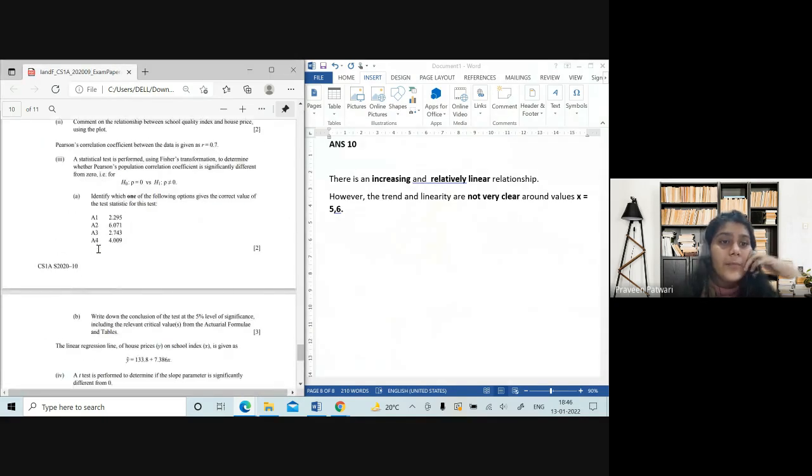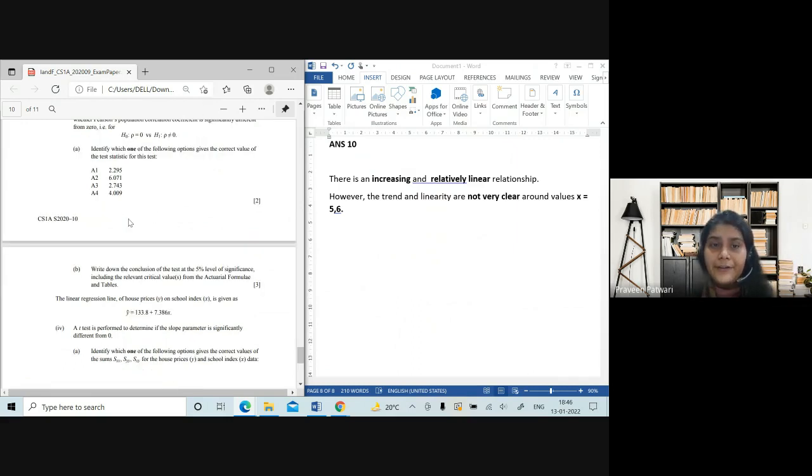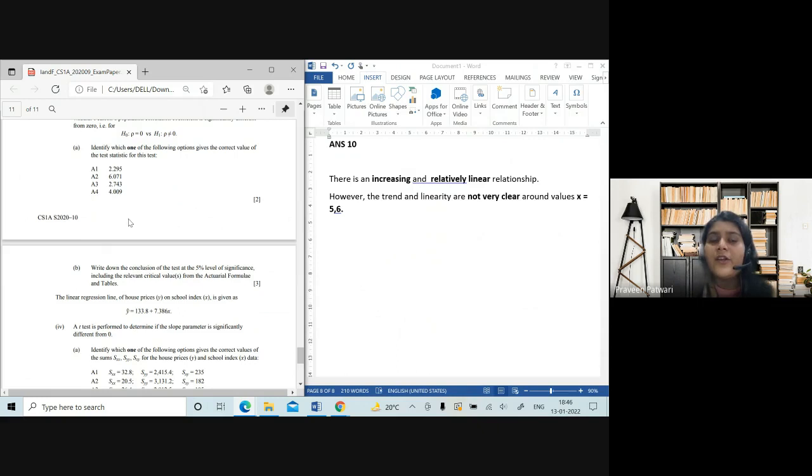Part 3, Pearson's correlation coefficient between the data is given as R equal to 0.7. A statistical test is performed using Fisher's transformation to determine whether Pearson's population correlation coefficient is significantly different from zero. So this is the hypothesis and the alternate hypothesis. Identify which one of the following gives the correct value of test statistic. Again, an MCQ, no typing involved.